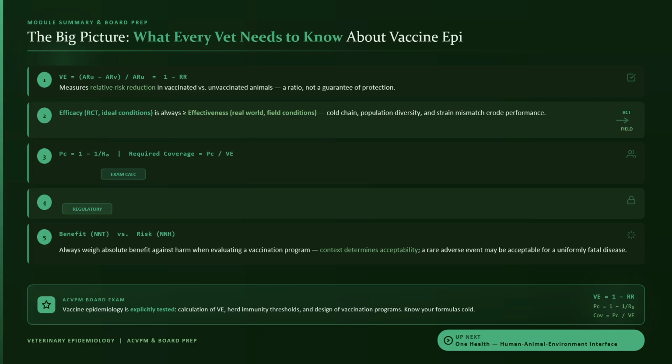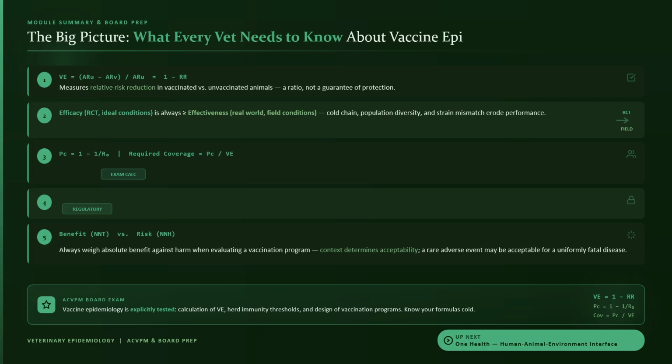1, the VE formula. Vaccine efficacy equals attack rate of the unvaccinated minus attack rate vaccinated divided by attack rate unvaccinated, which is the same as 1 minus RR. It measures relative risk reduction. It's a ratio, not a guarantee of protection. 2, efficacy under ideal trial conditions is always greater than or equal to effectiveness in the field. Cold chain, population diversity, and strain mismatch all erode real-world performance.